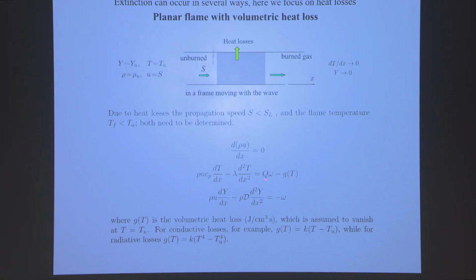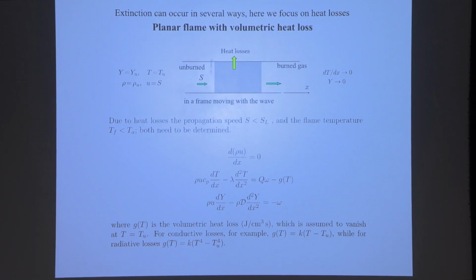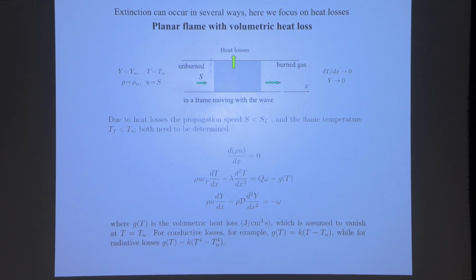So this is the heat release, and minus, because it's loss, G of T is going to be the volumetric heat loss. And G of T can be, for example, some constant K times the difference between T and the unburned temperature or the ambient temperature Tu. It's a conductive loss. Or if you want, it can be radiative loss, T to the 4, with K related to the Stefan number and the more radiative aspect of the problem.